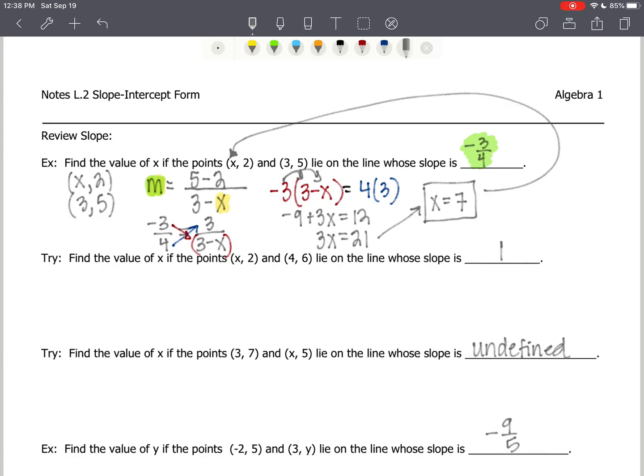Okay, here's one for you to try. Go ahead and try and set it up. If you have trouble, go ahead and press play and you'll see how I set it up, but give yourself a chance to give it a try and see what happens.